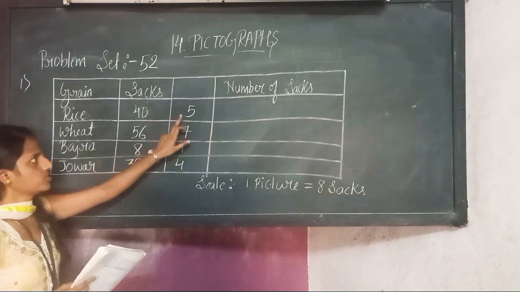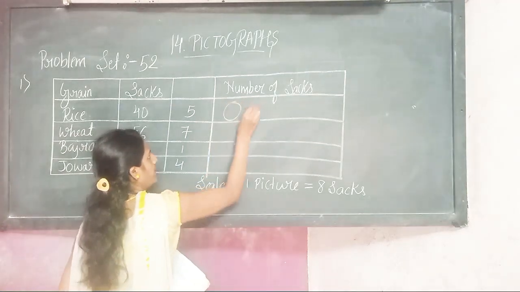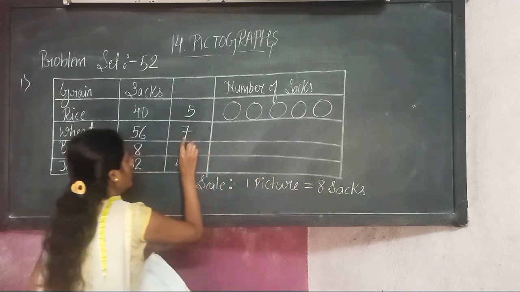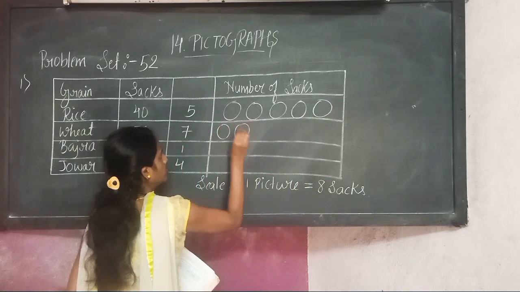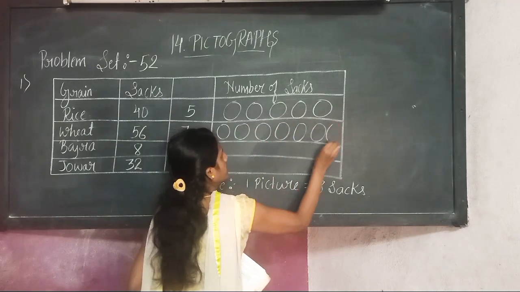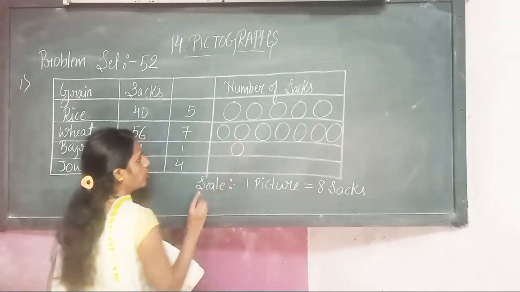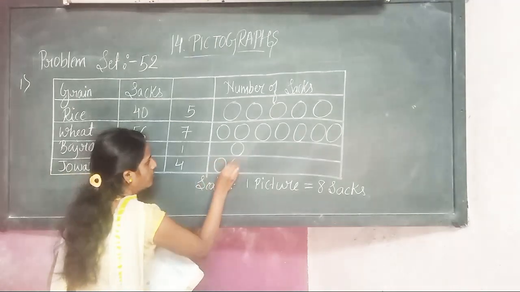Here we have 5. So how many pictures will we draw? 5 pictures. And here we have 7. Draw 7 pictures. 1, 2, 3, 4, 5, 6, 7. And here we have 1. That means we have to draw only one picture. Here we have 4. So draw 4 pictures.